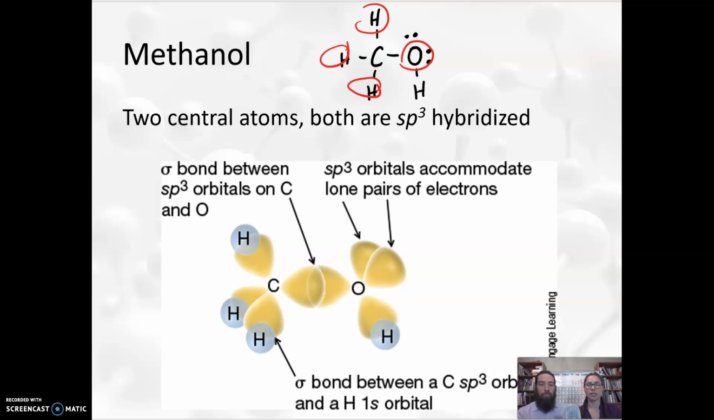So each of these central atoms will actually form an sp3 because if we look at this oxygen and count domains, it also has 1, 2, 3, 4. So each of these central atoms will create those hybrid orbitals, and then they can overlap in the middle and make a sigma bond, and they can overlap with the hydrogens to make sigma bonds with them. The oxygen has 2 lone pairs, and remember that your hybrid orbitals also contain lone pairs.